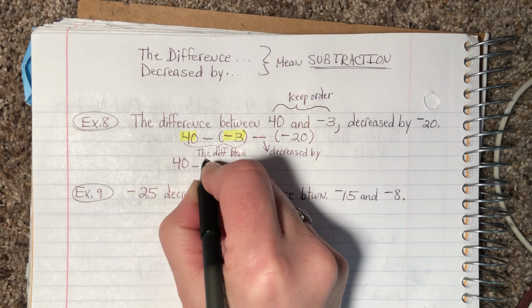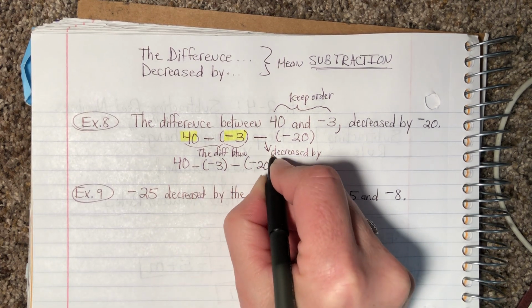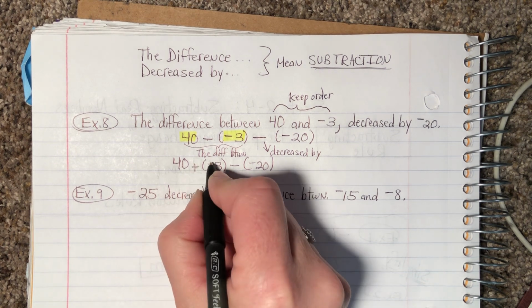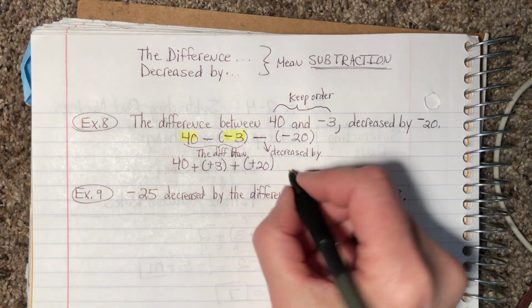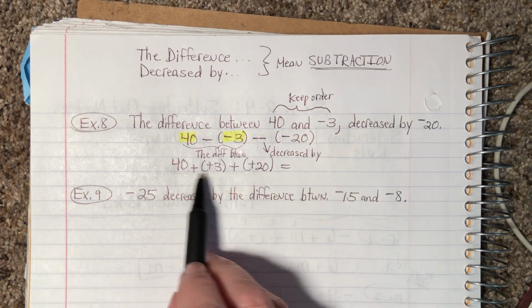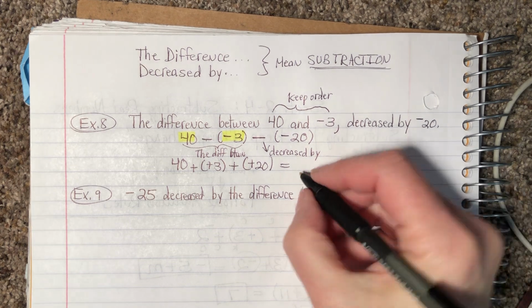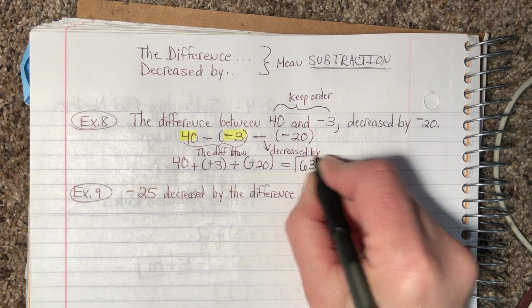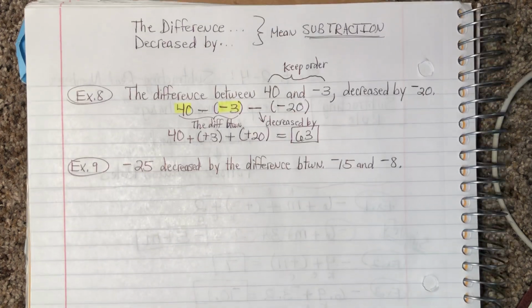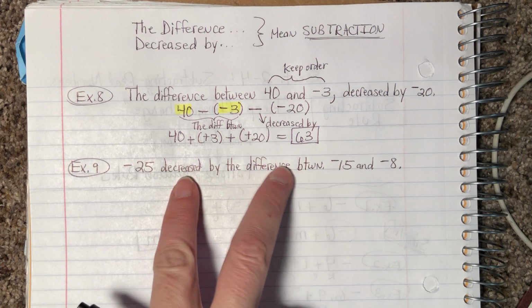Now we want to keep, change, minus -20. So keep, change, keep, change. Now it's all addition. So I have 43 plus 20 is 63. And that's my answer. Okay, the next one, it's kind of the same thing.